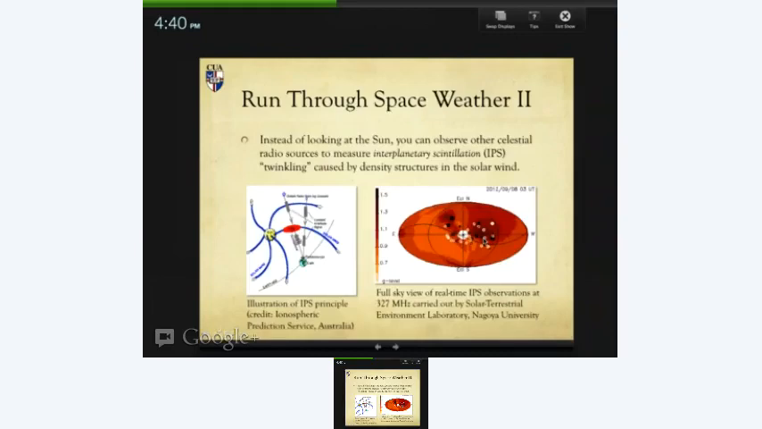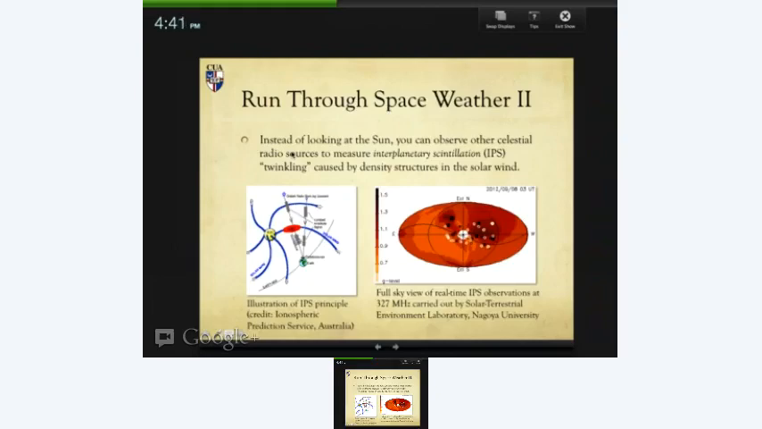So that's the radio telescope stuff, looking directly at the sun, looking at emissions coming from the sun. Then there's another very interesting radio frequency based technique that allows you to extract information about the solar wind structure. That technique is based on interplanetary scintillation. In this technique, instead of the sun, you observe other celestial radio sources in the sky.